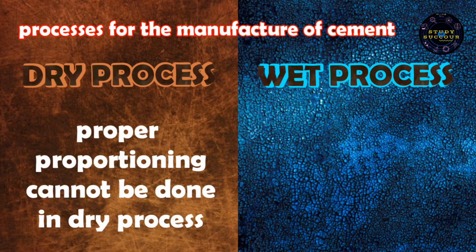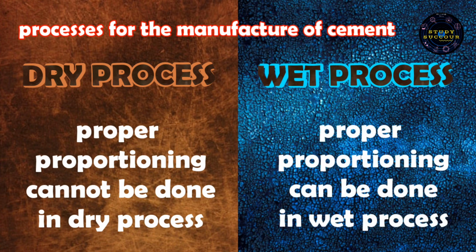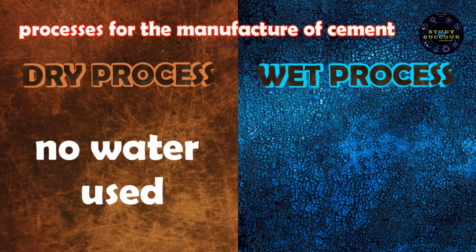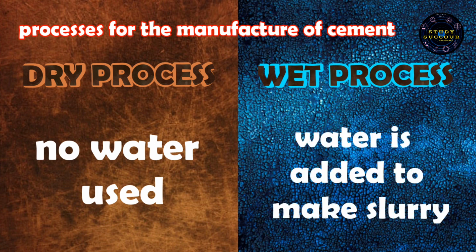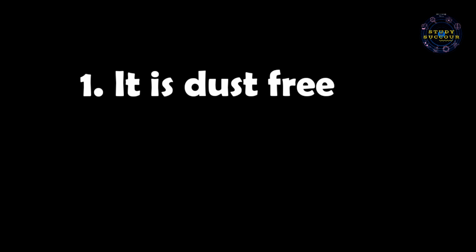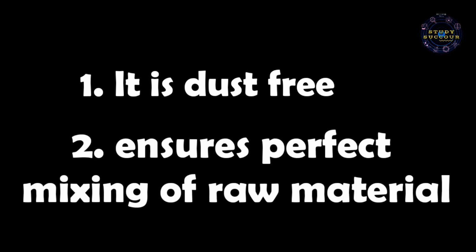Proper proportioning of raw materials cannot be done in dry process, whereas proportioning of the raw materials can be done accurately in wet process. No water is used in dry process, whereas water is added to make slurry in wet process. The wet process of mixing is widely adopted because, number 1, it is dust free and therefore not injurious to workmen. And number 2, it ensures perfect mixing of raw materials.